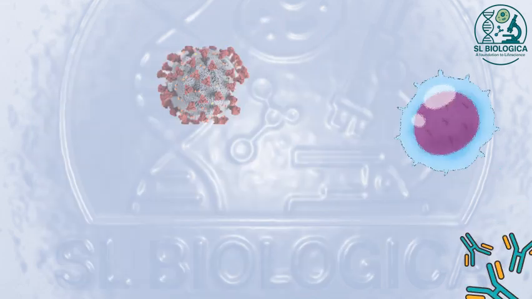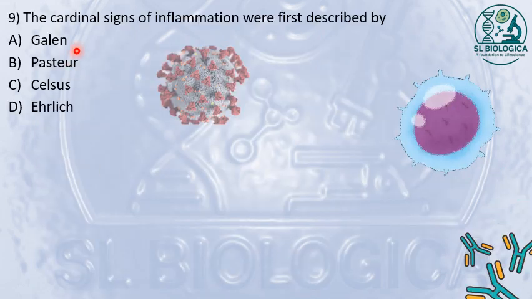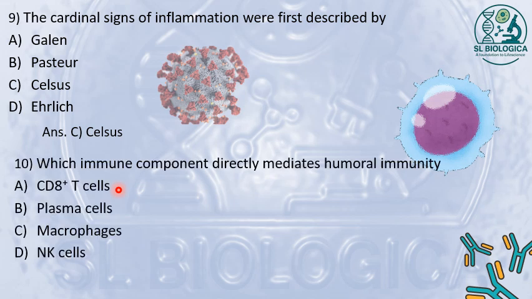Okay, so let's move to the next question. The 9th question is again related to the cardinal signs of inflammation. You must be able to answer a very simple question. The cardinal signs of inflammation were first described by Galen, Pasteur, Celsus, Ehrlich. Who's that? Celsus, obvious, right? Previously we discussed, we said it as the Celsus cardinal signs because it is discovered by Celsus. So the answer is Celsus.